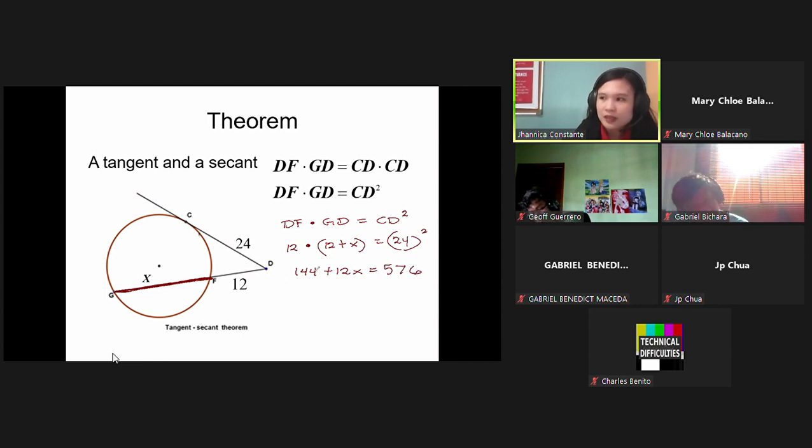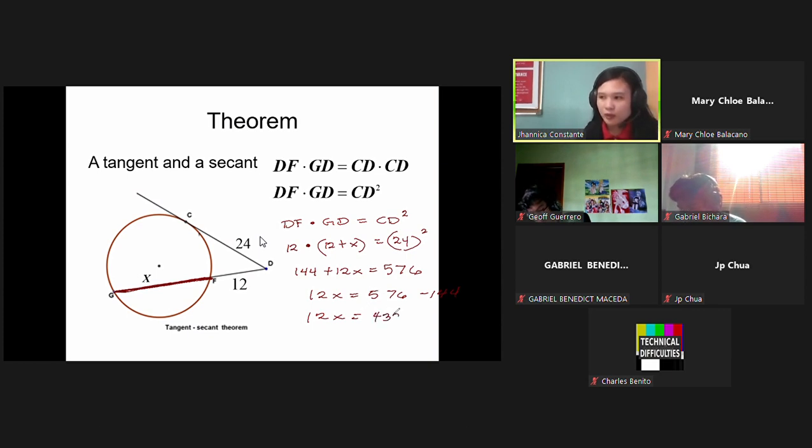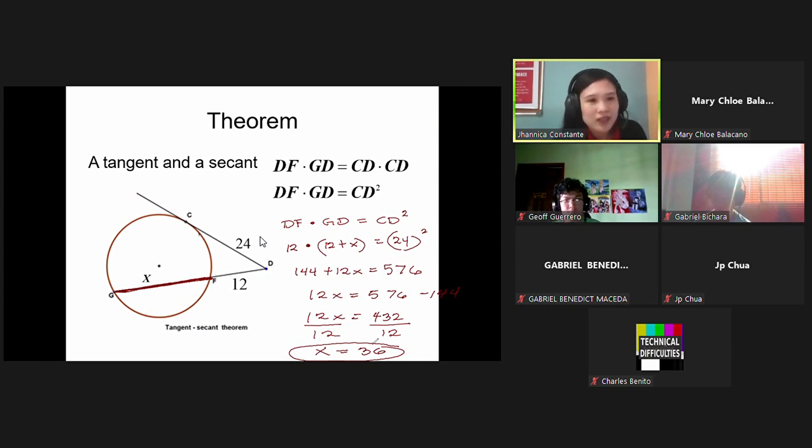576. So transpose positive 144 to the other side of the equation. So we have 12x equals 576 minus 144. So 576 minus 144 equals 432. Divide both sides by 12. So the length of the segment GF is equal to 36. So that is the length of the segment GF that we have in our circle.